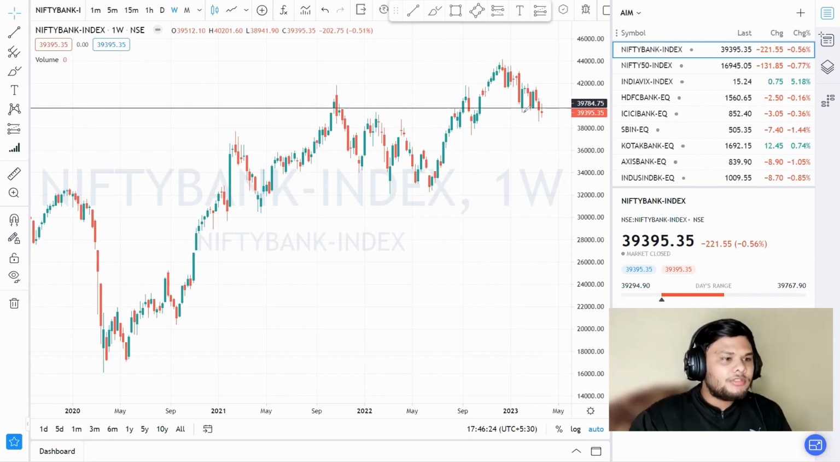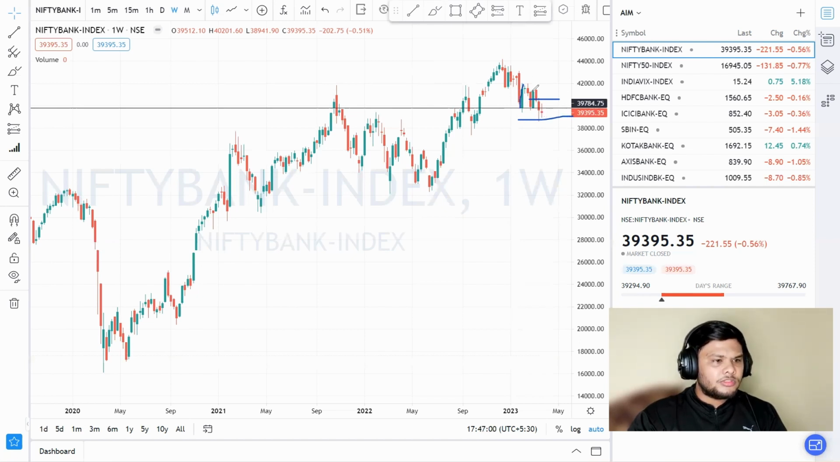So in the weekly candle you can clearly see here that for the last 1 or 2 months it continuously took support from that 39,700 to 800 zone, and today it also tried to close above that, but at the end the market closed around the 39,400 level. So as of now, in the weekly candle chart it looks kind of negative to me. You can clearly see here that it made an inside candle, but it looks kind of negative to me.